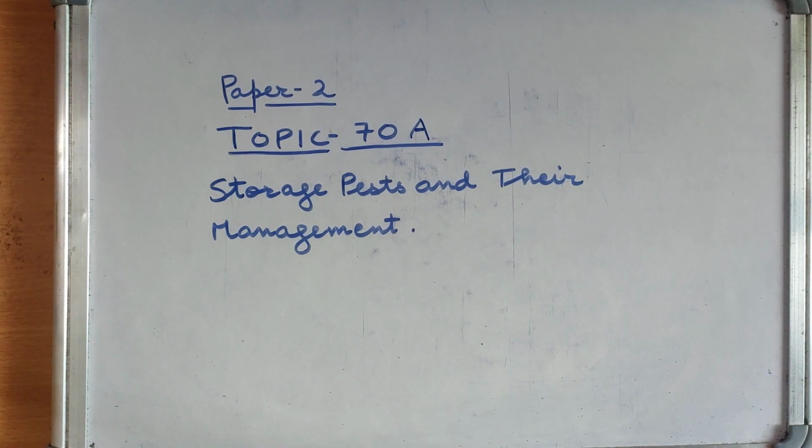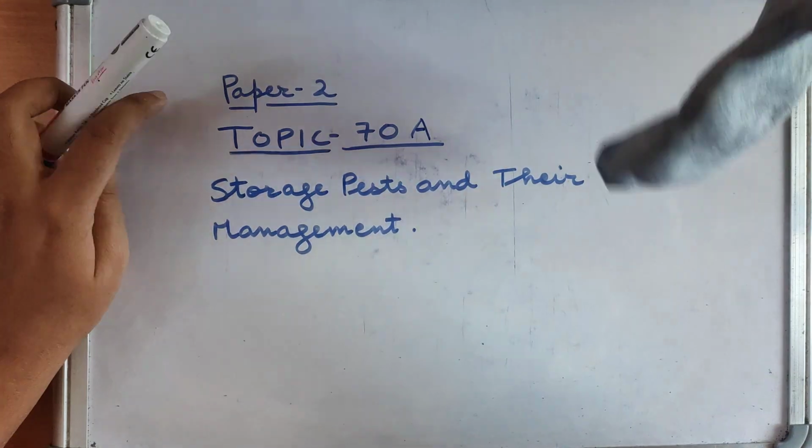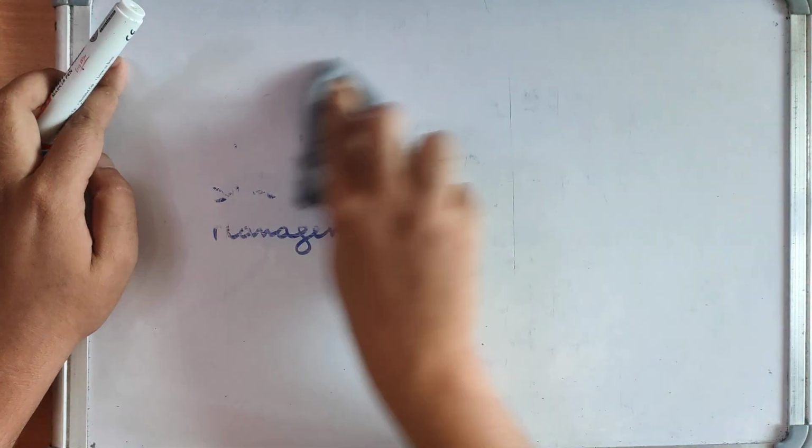So today we are going to do topic 70, that is storage pests and their management. First of all we are going to do topic 70A and the remaining parts we will cover in topic 72. Actually it was getting a little bit bigger, so we will cut into two smaller sessions. So the first topic of this session is management of stored grain pests.